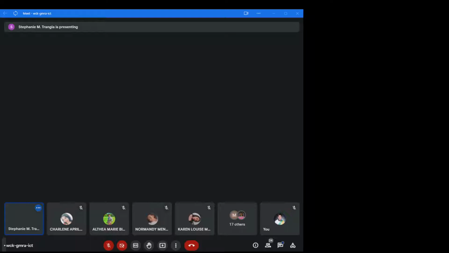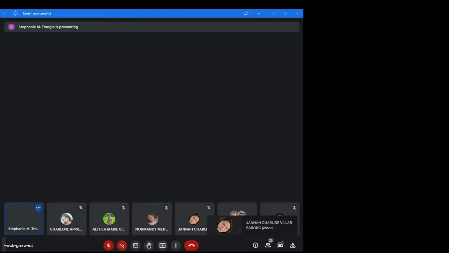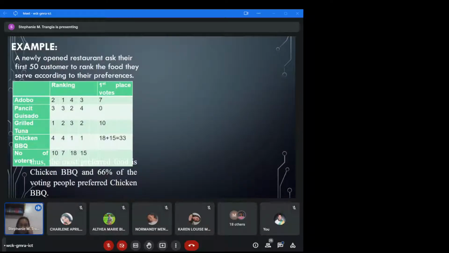18 people gave first place to chicken barbecue, second place to pansit gisado, third place to grilled tuna, and fourth place to adobo. And 15 gave first place votes to chicken barbecue, second place to grilled tuna, third place to adobo, and fourth place to pansit gisado. From here, we are going to take a look at the first place votes.